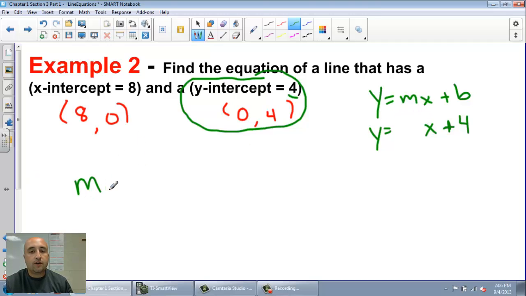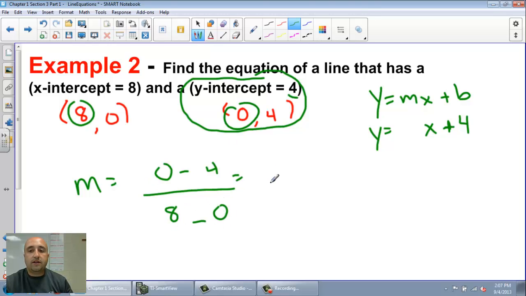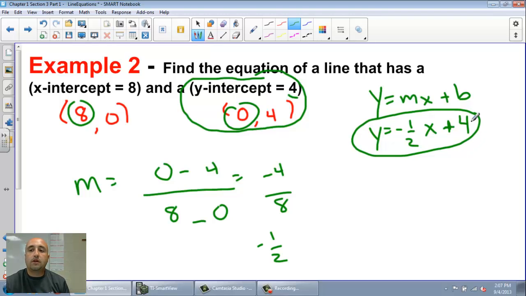Okay, so coming back over here, we're going to figure out slope. Remember, it's the y's subtracted from the x's. So we have y value of 0 minus y value of 4. On the x's, we have 8 minus 0. So 0 minus 4 is negative 4. 8 minus 0 is 8. Negative 4 over 8 reduces to negative 1/2. So there we go. We have negative 1/2 as our slope. We are now done. Y equals negative 1/2 x plus 4.